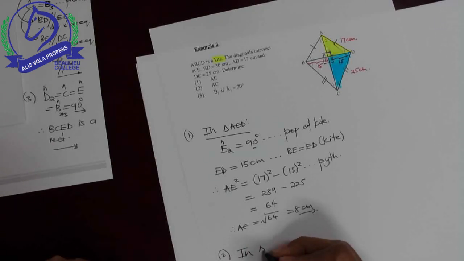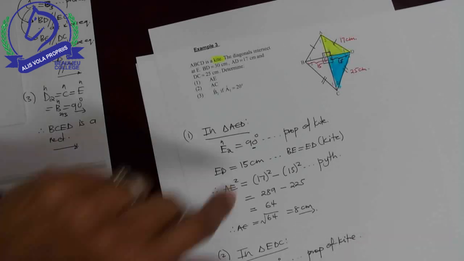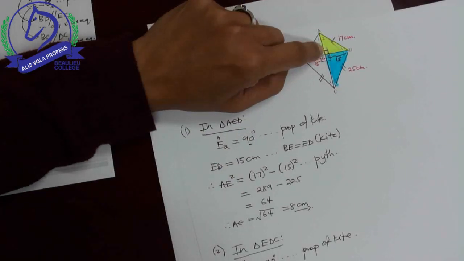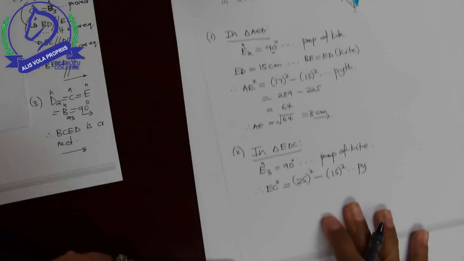So in triangle EDC or DEC, however you want to call it, you need to say that E3 first of all is 90 degrees, property of a kite. Or you could say adjacent supplementary, because we already stated there that E2 is 90, so obviously that will be 90 because it's on a straight line. Therefore, we want EC squared is equal to DC squared, which is 25, minus DE, which is 15. And again, that's Pythagoras.